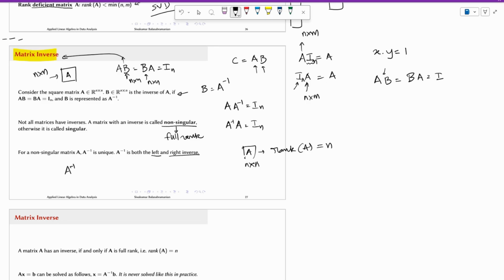And we'll see later on that when you have full rank tall or fat matrices, you can only have either a left inverse or a right inverse, not both. But if it's a square full rank matrix, then you have both the left inverse and the right inverse, and both the left inverse and right inverse are unique.